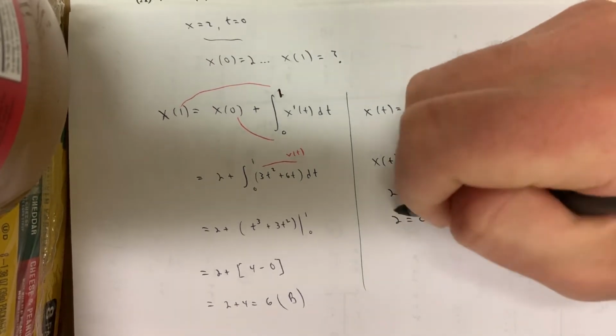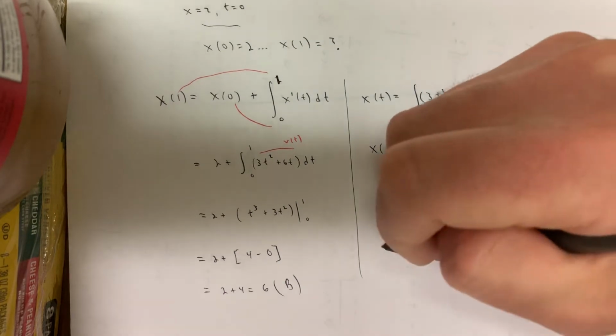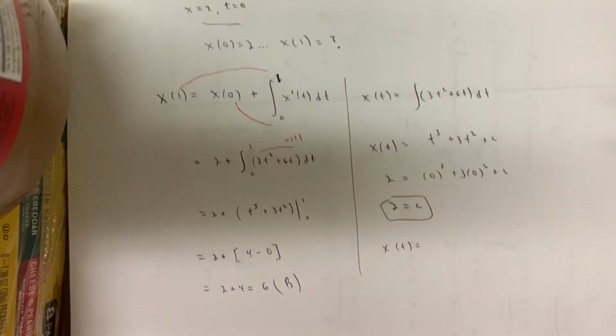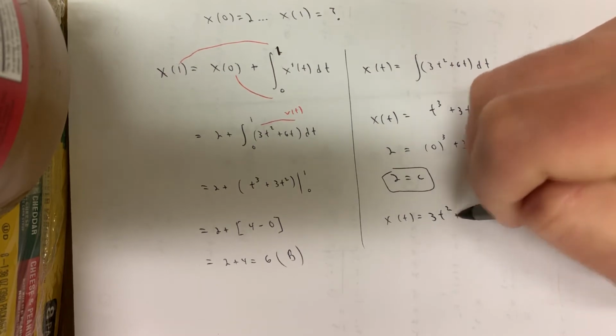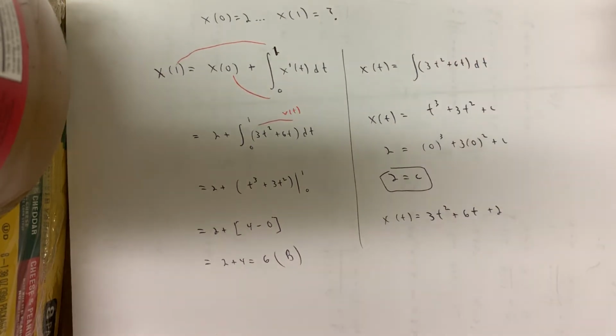When t equals 0, we know that position is equal to 2. So x of t is going to equal 2 when t is equal to 0. 2 equals c, okay? And now you can actually say, x of t is going to be equal to 3t squared plus 6t plus 2.